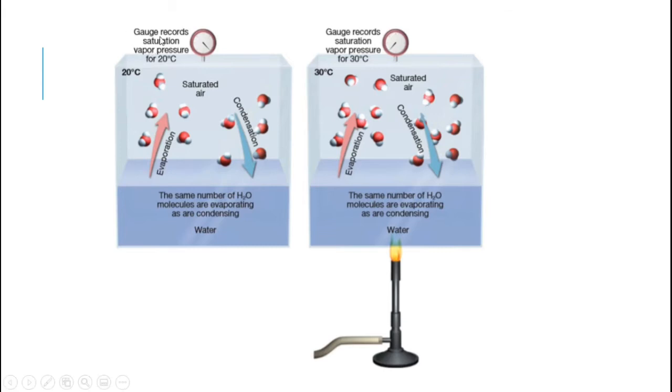But if you have here, gauge records saturation vapor pressure for 20 degrees Celsius. If you have a saturated air at 20 degrees Celsius, the same number of water molecules are evaporating as are condensing. If you have higher temperature also, but it's saturated, the same number of water molecules are also evaporating as are condensing. Unlike kapag dry yung air.